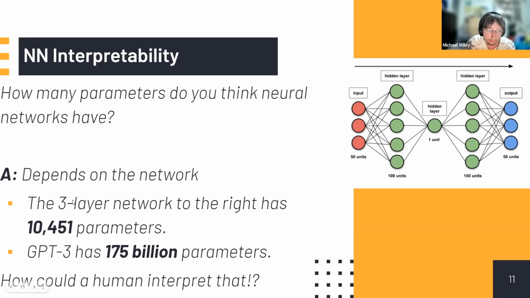So I wrote over here, this 3-layer network has 10,451 trainable parameters. So if you picked out any single one of those parameters, do you think you could tell me exactly what that means? And I would say, no.